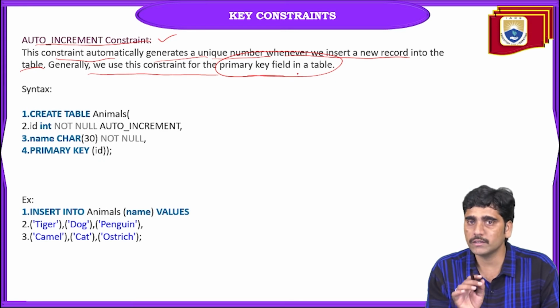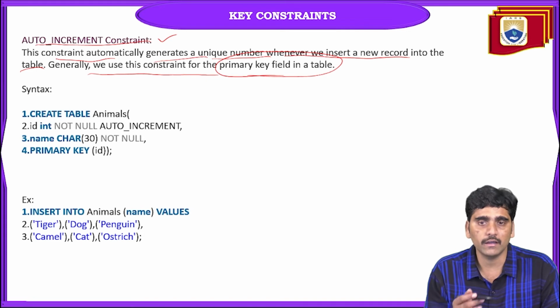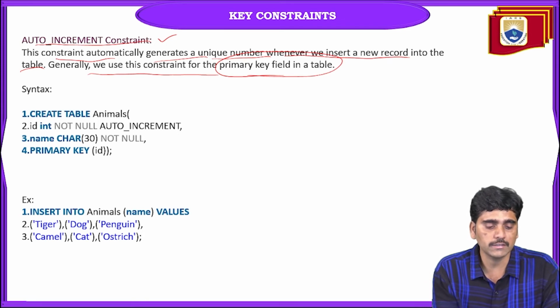When you are specifying the primary key field, by default it takes unique numbers, because the primary key does not allow duplicate values and it should maintain not null values. In the same way, the auto increment value specifies the incrementing of all the values. So we'll see the syntax.